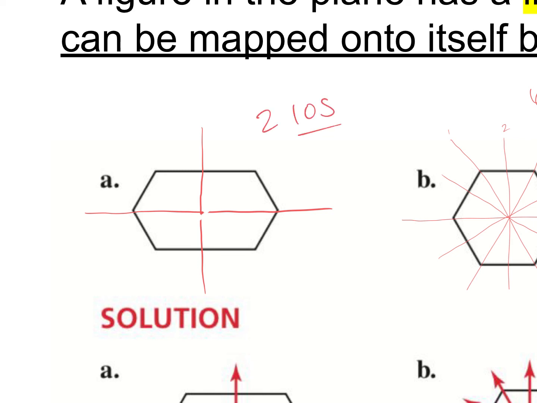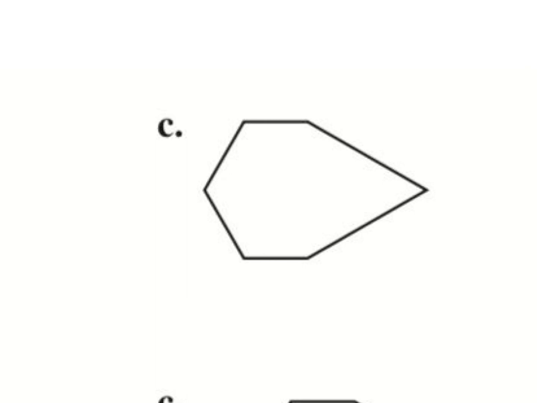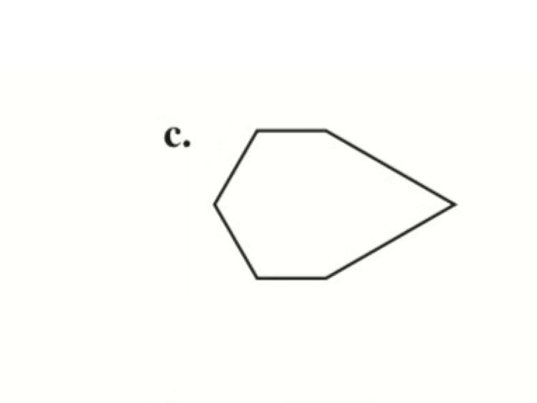Okay. What about C? Be careful here. It only has one. Only 1. It's only that vertical one. Yes, do you put LOS or not LOS if it only has one? LOS. Lines of symmetry. 1 line of symmetry. Why aren't there more here?